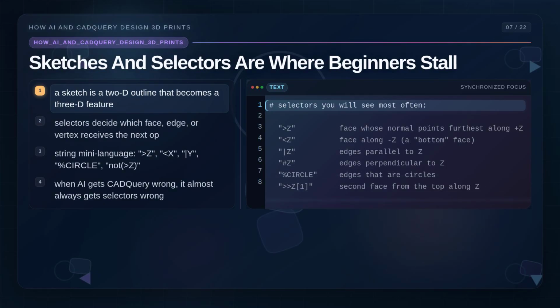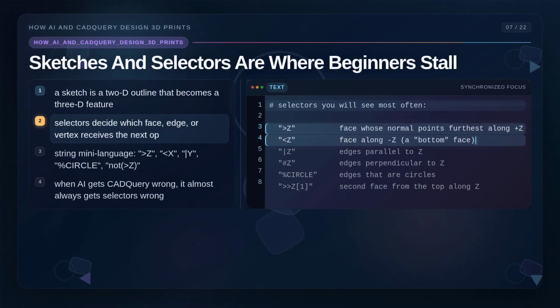Sketches and selectors deserve a slide of their own because they are the 2 parts of CADQuery that take the longest to internalize, and they are also the 2 parts that an AI most often gets wrong on a first try. A sketch is a 2-dimensional outline drawn on a workplane that gets turned into a 3-dimensional feature by an extrude, a cut, or a hole call. The sketch lives on whatever face the previous operation selected.